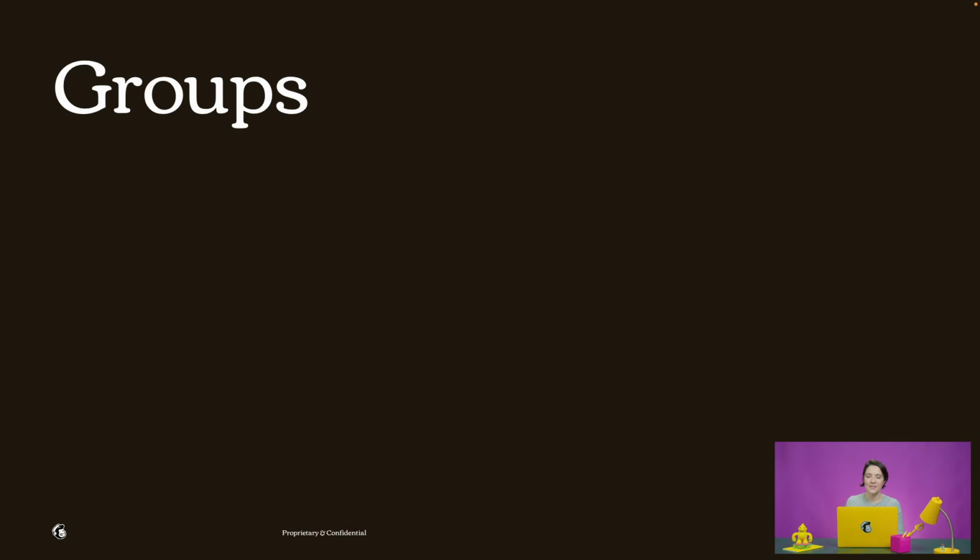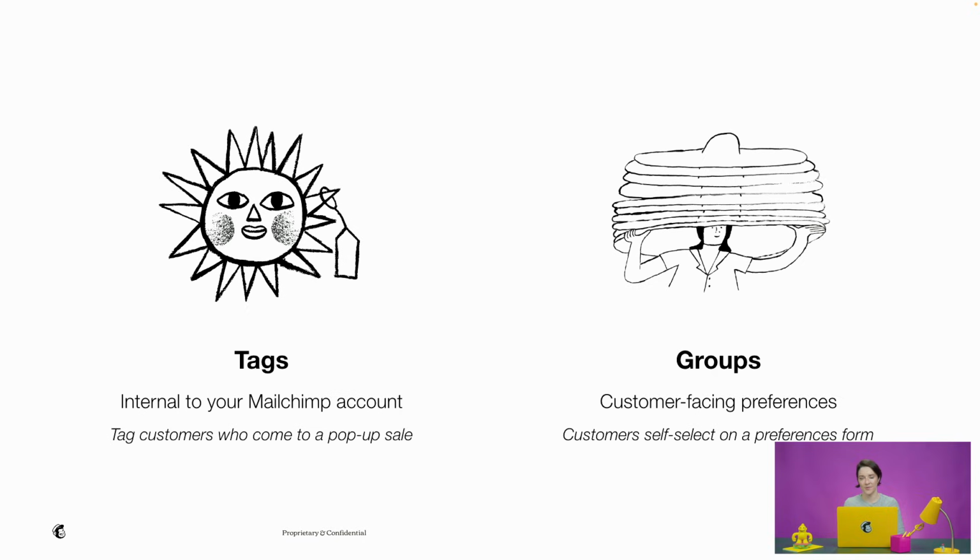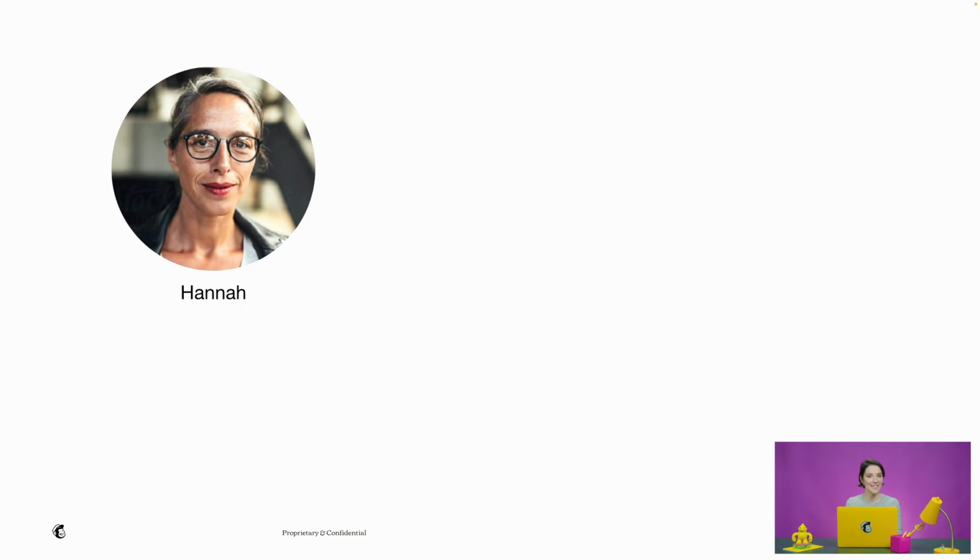So let's take a moment to differentiate between tags and groups. Very broadly, we like to think of tags as completely internal to your Mailchimp account, meaning customers will never see these tags you apply to their audience information, but groups are customer-facing preferences that they can select upon sign-up or when completing preference forms. So let's take Hannah from our last example. We know that she came to our classes and we added that tag to her profile. Remember, she won't see this tag as it's just internal to our account.